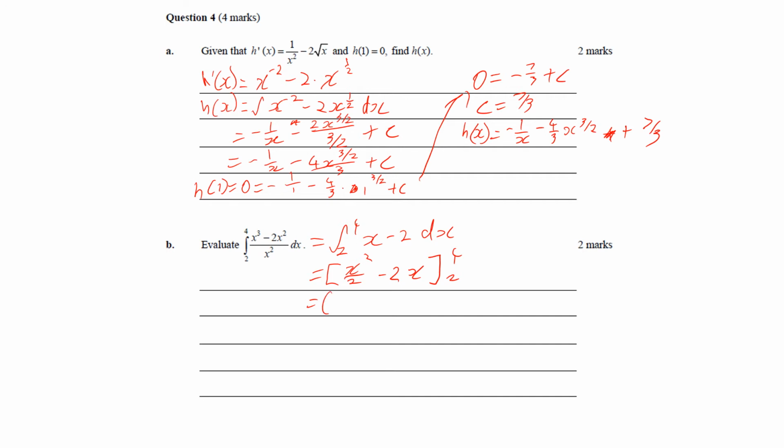So now we can do our substitution. We'll get 4 squared is 16 over 2 minus 8. Take away, let's see, we've got 2 squared is 4, so 4 over 2 minus 2 times 2 is 4. So this first term, 16 over 2 is 8, so 8 take away 8 is 0. And then we're subtracting. We've got 4 over 2 is 2, minus 4 gives us minus 2. So all up out of this crazy looking thing, we just end up with 2.